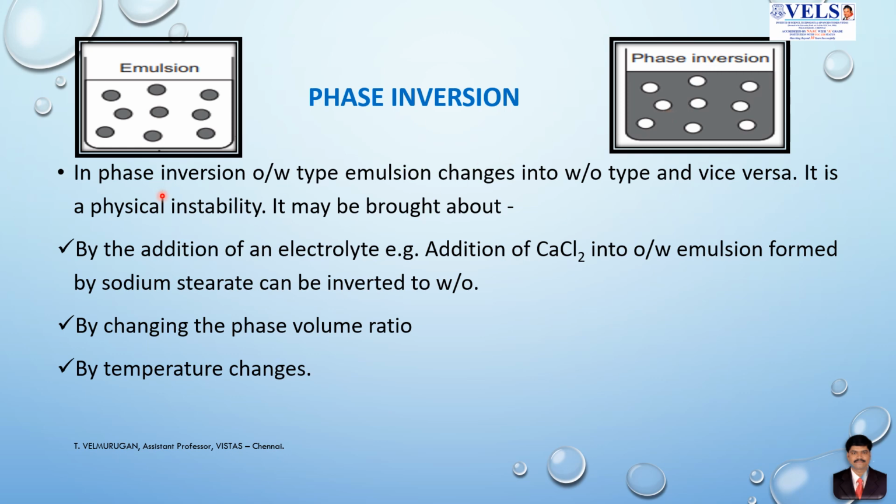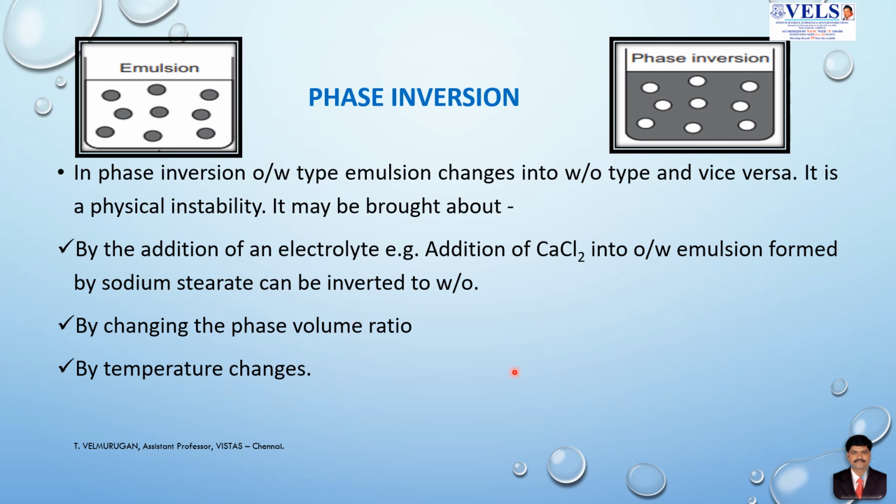In phase inversion, an oil in water type of emulsion changes into a water in oil type, and vice versa. It is a physical instability. It comes under physical instability. It may be brought about by addition of an electrolyte, for example, addition of calcium chloride to an oil in water emulsion formed by sodium stearate can invert it to a water in oil type of emulsion. Then by changing the phase volume ratio, I said the phase volume ratio is very important.